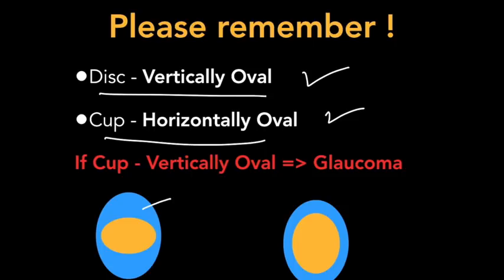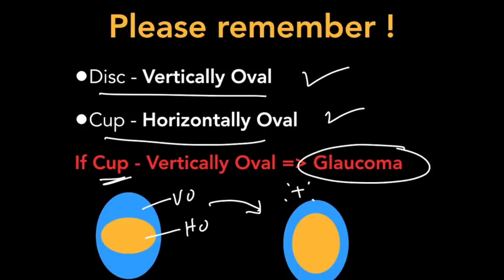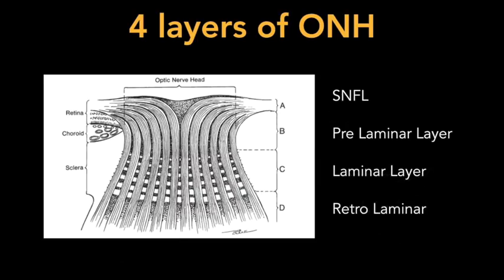So the disc should be vertically oval, the cup is horizontally oval, and if the cup is going to become vertically oval like this, it is indicative of glaucomatous disc damage. In other words, when the superior and the inferior neuroretinal rim is going to get thinned out, if there is going to be a loss of the neuroretinal rim superiorly and inferiorly, that is indicative of glaucoma. Very, very important to keep in your mind.